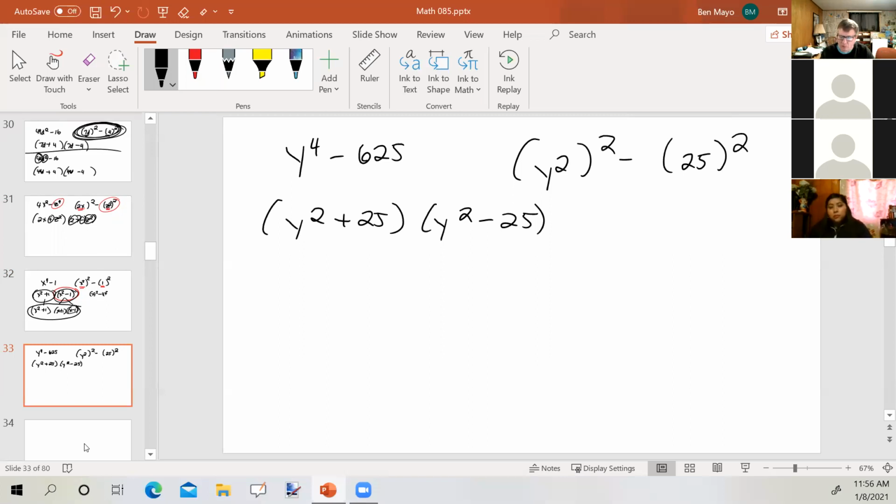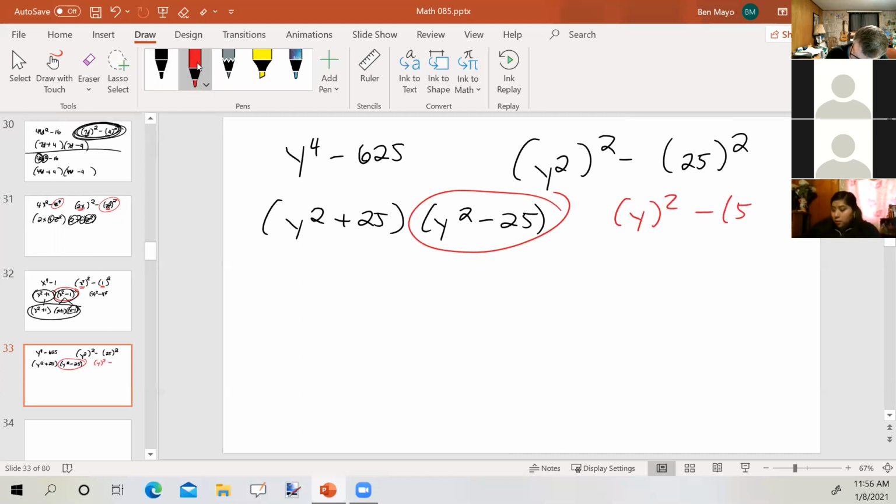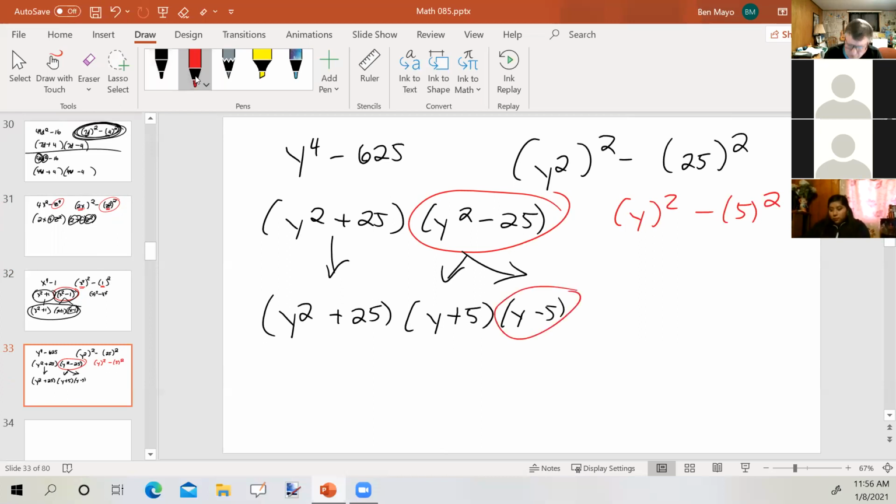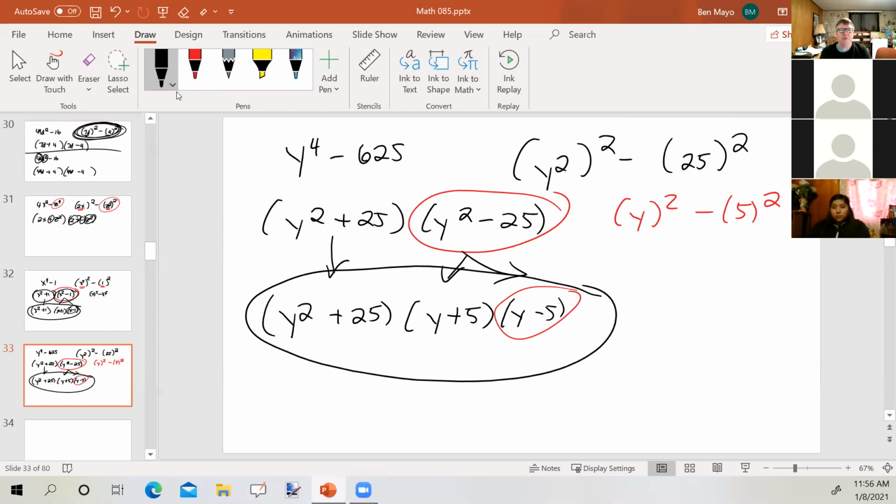But wait, there's more, because this could be written as y squared minus 5 squared. So this is going to come down. It doesn't change. But this is going to split up into y plus 5, y minus 5. Now, this is also a binomial with a subtraction sign, but it doesn't factor further. So this would be the final answer. Okay. Any questions about that one?